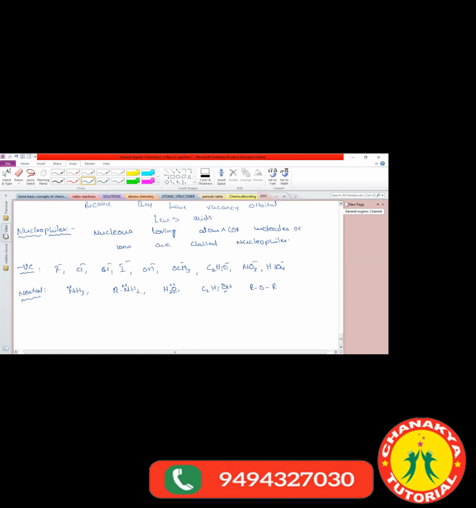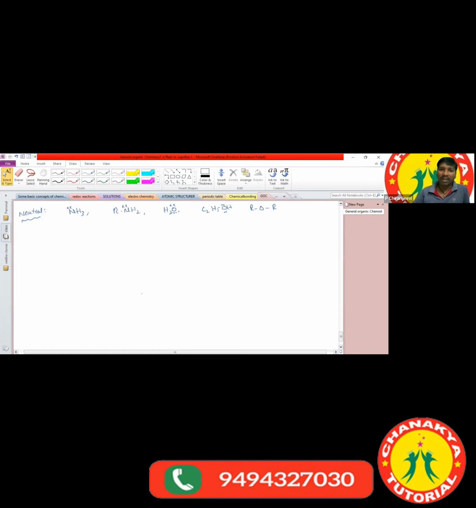So all these are the different types of attacking reagents we have. After that, reaction intermediates are there. The next important concept is reaction intermediates. What is meant by reaction intermediates?